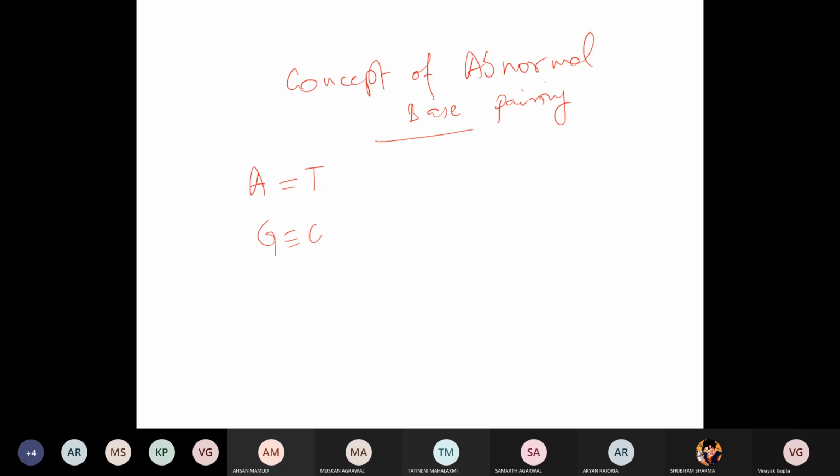When any of the bases is modified because of a chemical alteration, let's say that I'm going to modify A by hydroxylation, by deamination. These are the examples which we are going to see in the coming slides. So what is going to happen? A is not going to pair with T, it is going to pair with C. That is the concept of abnormal base pairing.